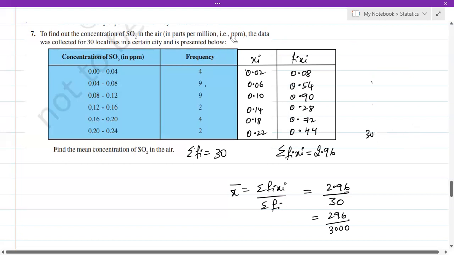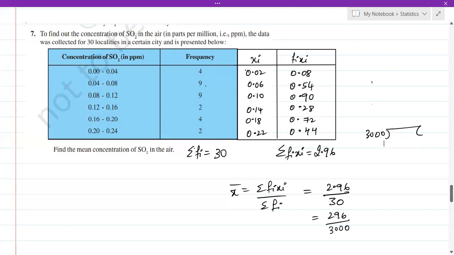So let me write it properly, 296 by 3000. So you can't divide it. So place a decimal, you get a 0. Still you can't divide it. So place another 0 and take another 0. Okay. So roughly around 9s. Okay, because 3000 into 9 is 27,000. Okay, so you get 2600.